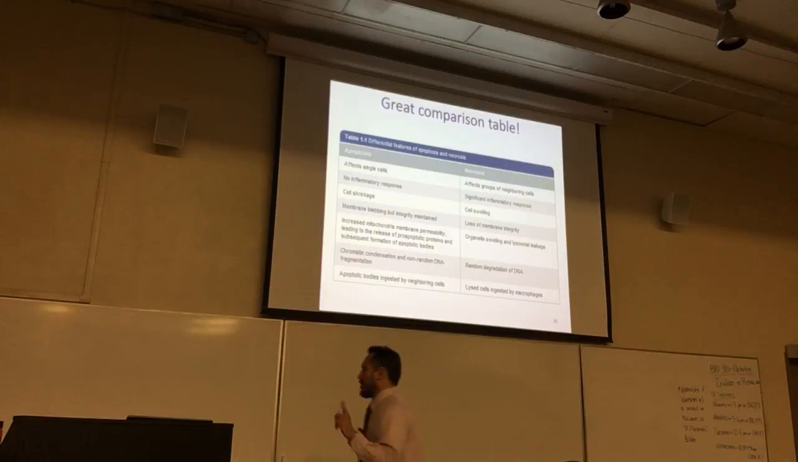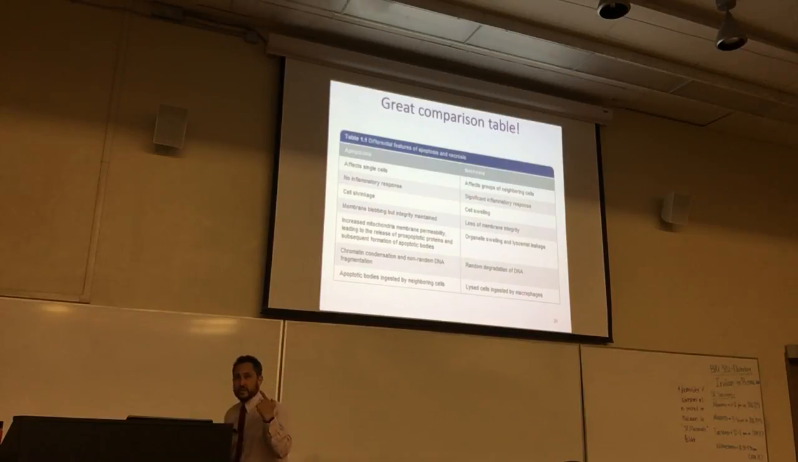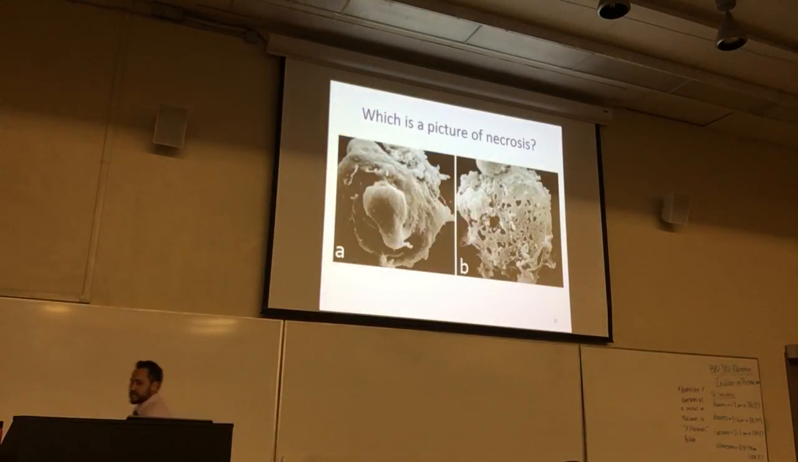Okay? So you can talk amongst yourselves, but these were taken at the same magnification. This is using a scanning electron microscope. And I want you to tell me which one is a picture of necrosis, and which one is a picture of apoptosis. And then I want you to tell me why. Okay, so talk amongst yourselves to see if you can figure this out. And then we'll get to your question here in a second.